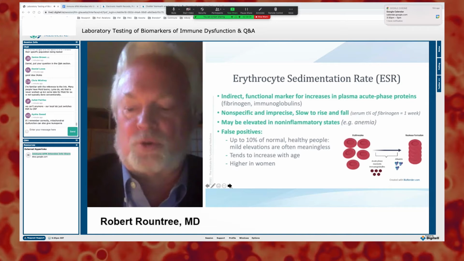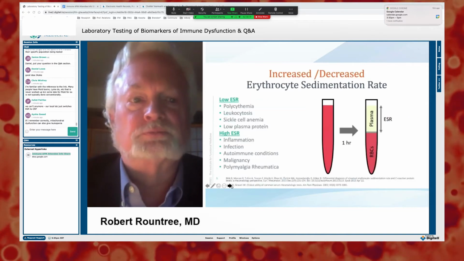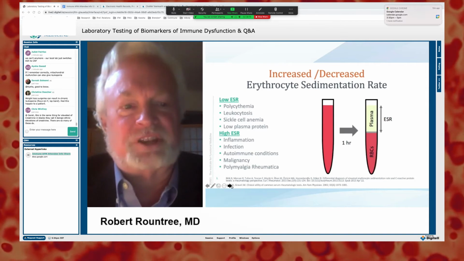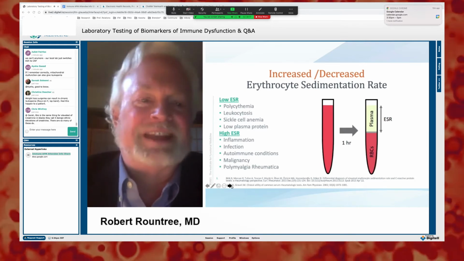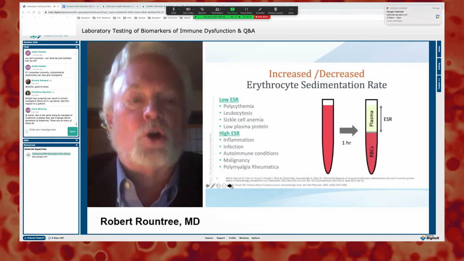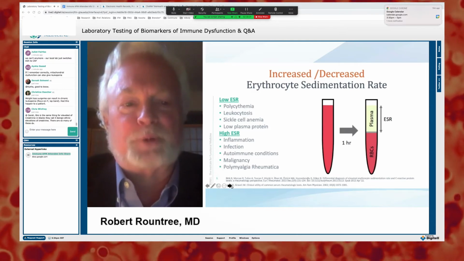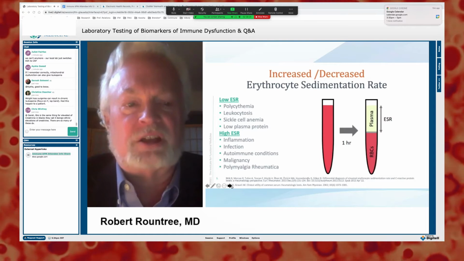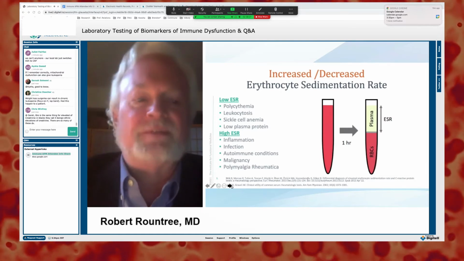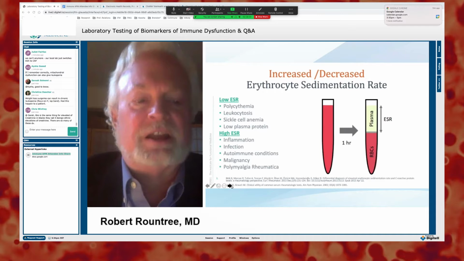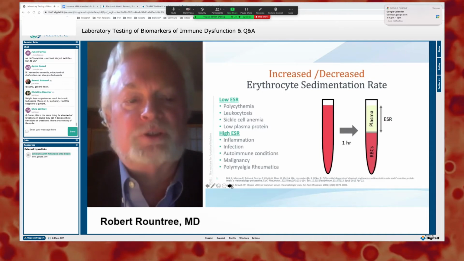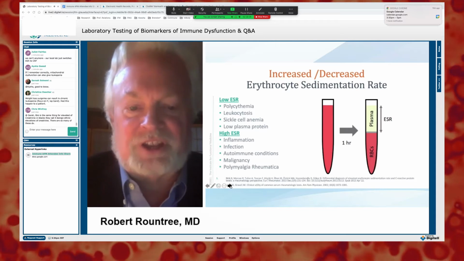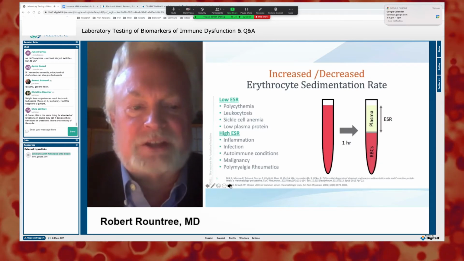Where do you see low sed rates? Polycythemia, sometimes with leukocytosis. People that have sickle cell anemia can have a low sed rate. Or if you have low plasma proteins, you're not having those proteins around that make the red cells sticky and clumpy. High sed rate: inflammation, infection, autoimmunity, in particular the autoimmune disease called polymyalgia rheumatica, which I've seen diagnosed a number of times in my practice.